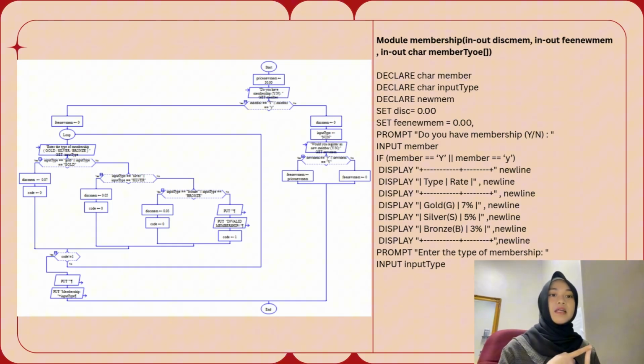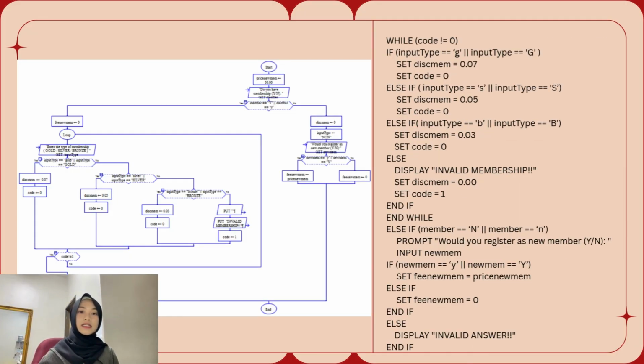This slide explains how the membership system works. First, the customer is asked whether they have a membership. If the customer is a member, they choose the membership type, which is gold, silver, or bronze. Each membership gives a different discount rate. The system then applies the discount and calculates the membership fee. If the customer does not have a membership, no discount is applied and the process ends.